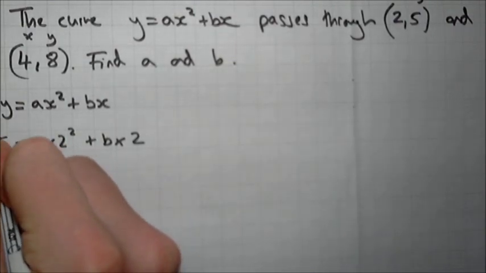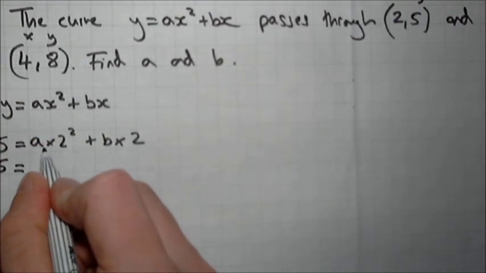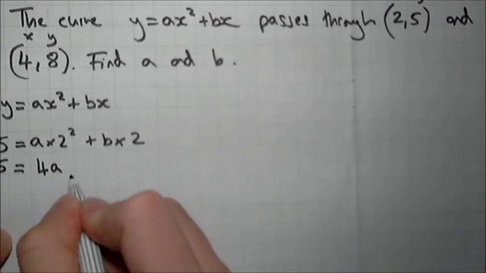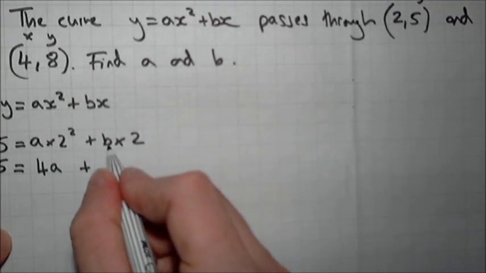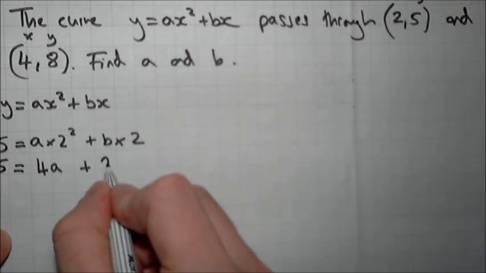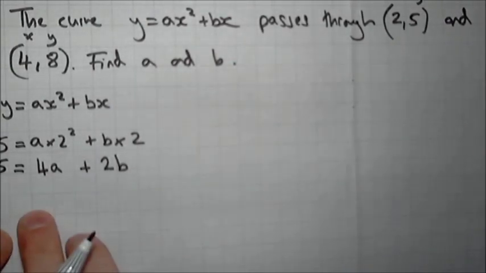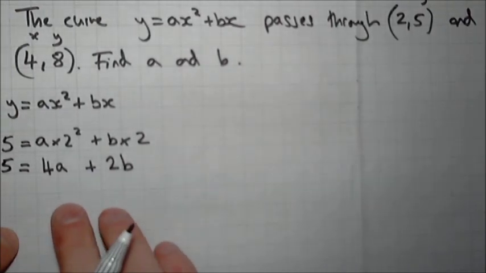So we get 5 equals, well, a times 2 squared. 2 squared is 4, so that makes 4a. Plus, well, b times 2 is 2b. So that is as far as I can do with that point. Let us now have a look at the other point.